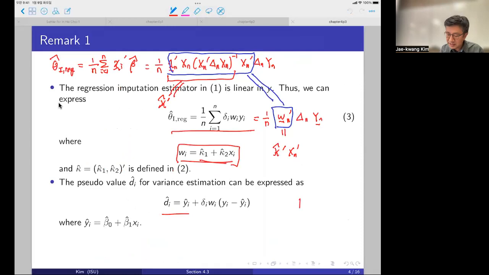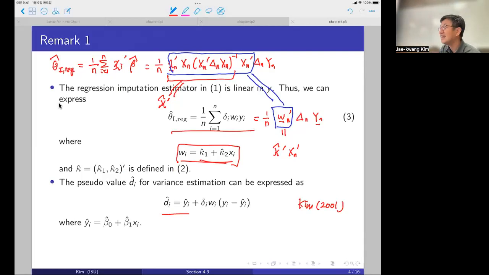Actually, this is published in my first paper. My first paper is about this magic formula. I should call it Kim's formula, but I didn't.